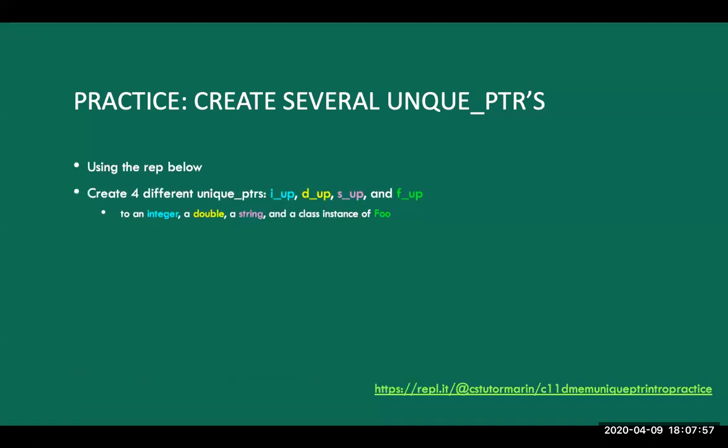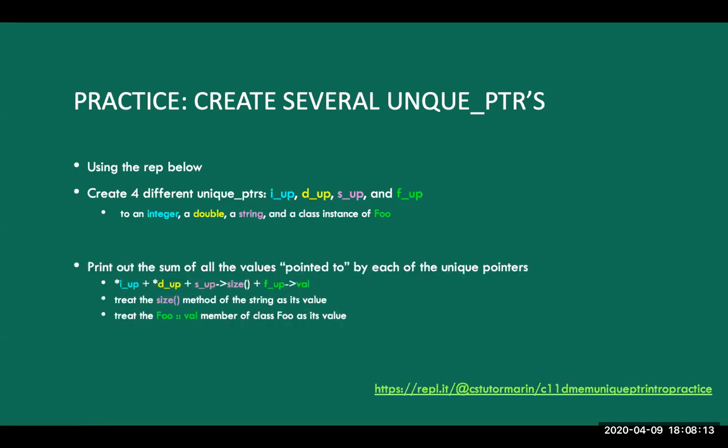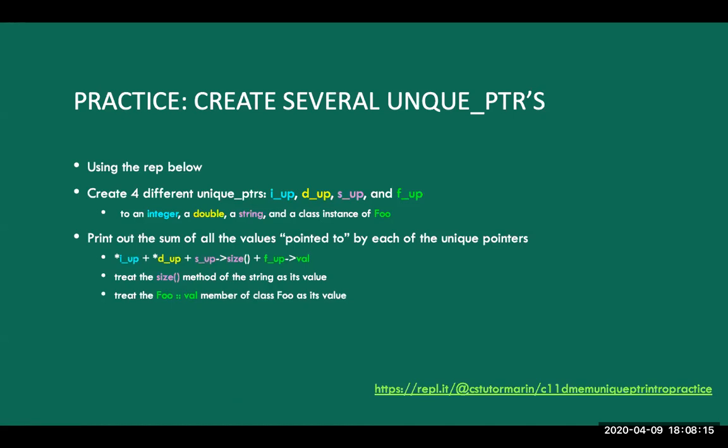Some of them seem a little silly, but what I'd like you to do in this first one is just create 4 different kinds of unique pointers in the REPL, right? These different types: an integer, a double, a std string, and then some instance of the class foo, which I've written for you in this REPL. And then we're going to do something kind of silly, but we're going to try to add up the values of all the things that are pointed to by each of these pointers.